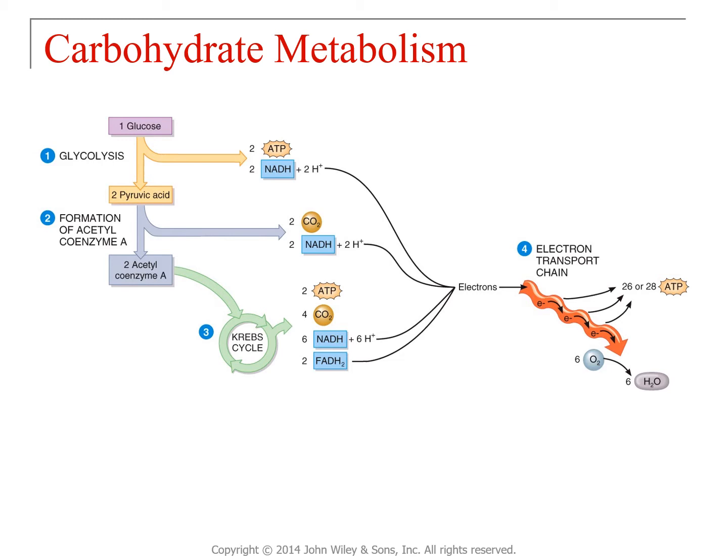The reduced coenzymes from the first 3 steps then enter the electron transport chain, where several molecules of ATP are produced. Water is a byproduct, and this is where oxygen plays a direct role in carbohydrate metabolism. But note that the pyruvic acid would not even enter the mitochondria to begin formation of acetyl coenzyme A or Krebs cycle if oxygen is insufficient.